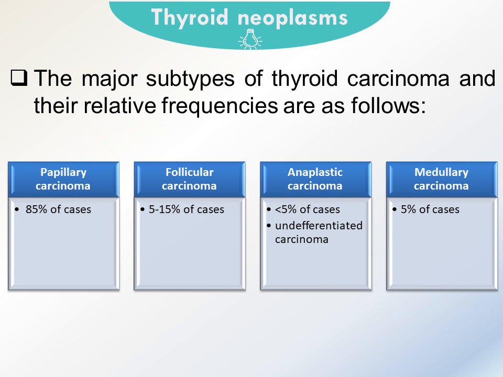The major subtypes of thyroid carcinoma and their relative frequencies are as follows. First is papillary carcinoma, which is the most common type and accounts for greater than 85%, followed by the follicular carcinoma, which accounts for 5 to 15% of cases. In this lecture, I will talk about these two carcinomas. In addition, there are other subtypes, which are the anaplastic undifferentiated carcinoma and medullary carcinoma, which accounts for about 5% of cases.